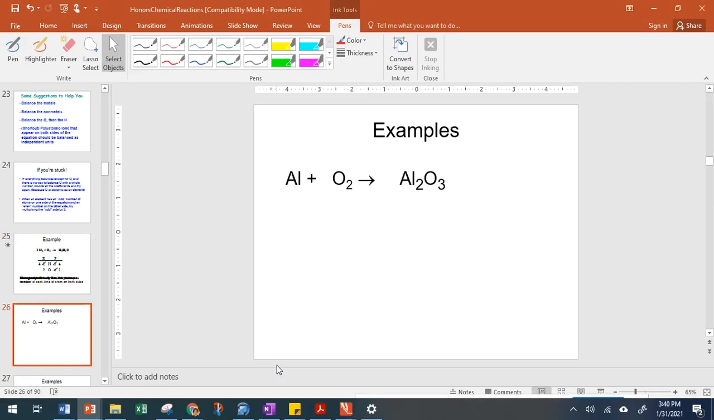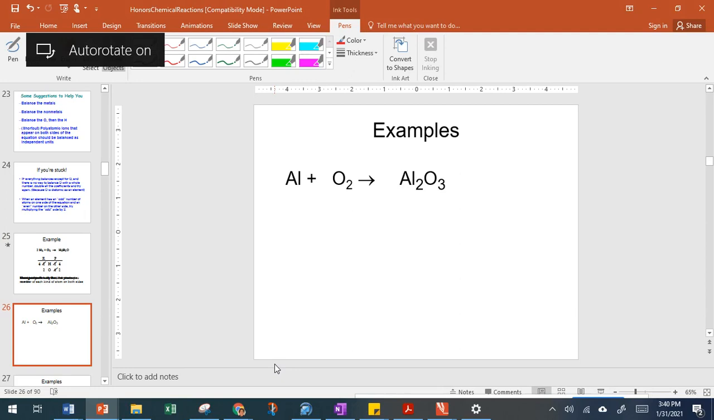Okay, so let me do some other examples just to give you some techniques to help you balance. In this situation here, we have an odd number of oxygens on one side and an even number on the other. I said usually to end with oxygen, but in this case, we're actually going to start with oxygen. Since aluminum is by itself, that'll be pretty easy to balance at the end.